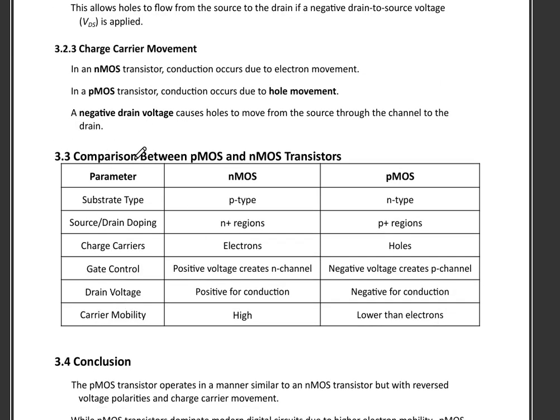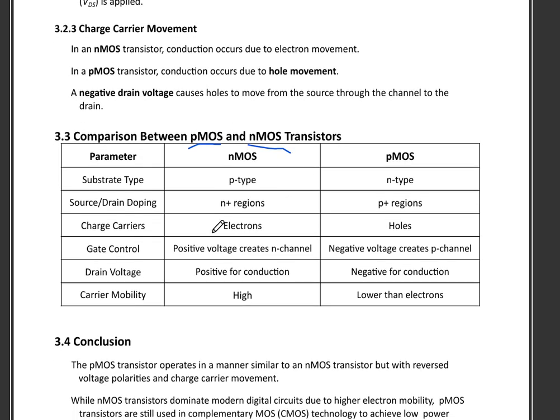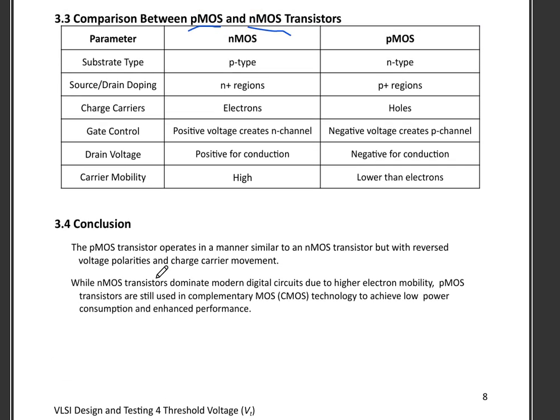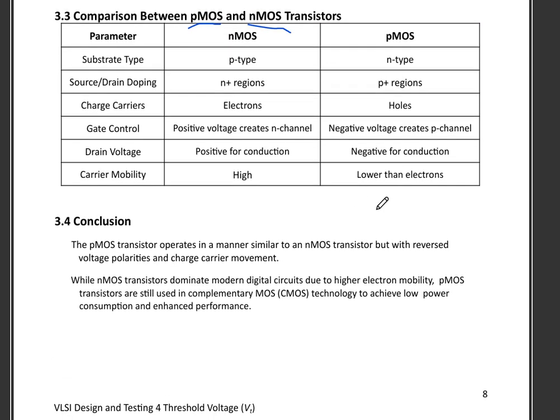Next is the comparison between PMOS and NMOS transistor. You can just remember this table and write down the explanation. In NMOS we have P substrate and N plus regions, that is source and drain doping, and electrons are the charge carriers. Also the gate control is based on the positive voltage and the drain voltage is positive for conduction. Also the carrier mobility is very high, and the opposite applies for the PMOS transistor.